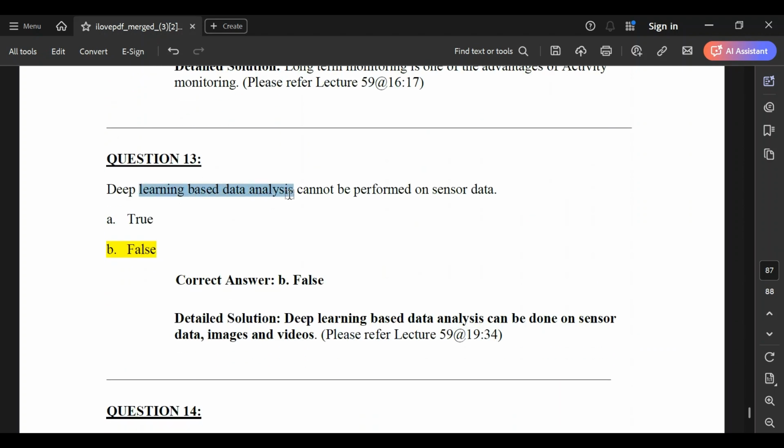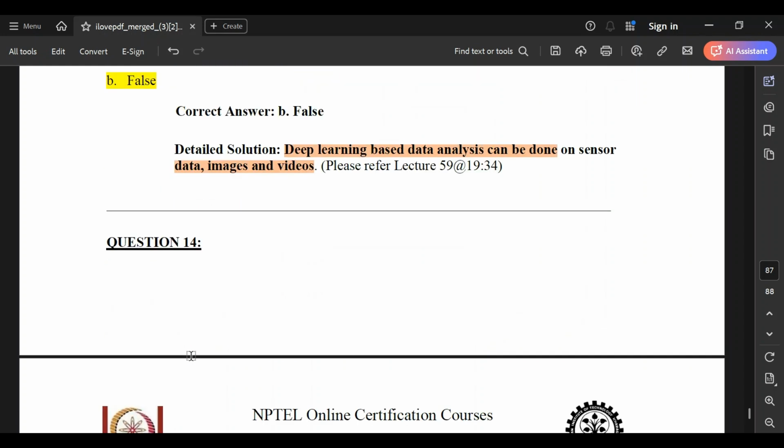Deep learning based data analysis cannot be done on sensor data. This is obviously found. This can be done. Deep learning based data analysis can be done on sensor data, images, and videos. So this can be done.